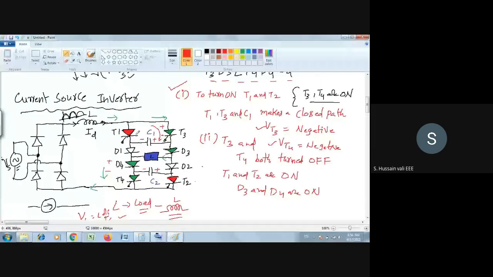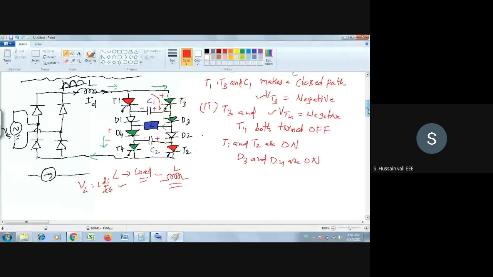When I turn on T1, T2, by applying the closed path here and with the polarity of the capacitor which we know, we came to know ourselves that T3, T4 will be turned off. So T3, T4 will be turned off because there is negative voltage across them. Okay. So now please see here. What will happen now? I will just redraw the circuit here.